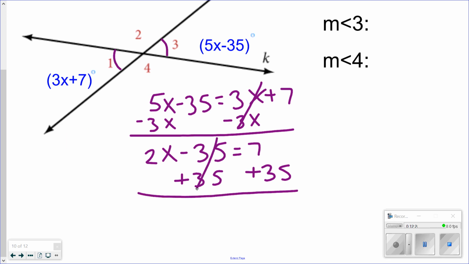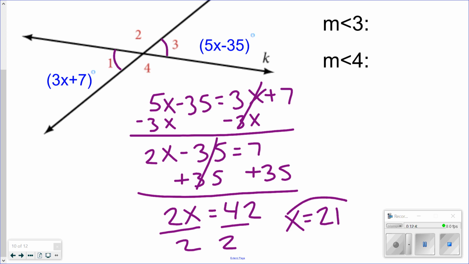Those cancel, and I'm left with 2x is equal to 42. Divide by 2, divide by 2. So x is equal to 21. But remember, I'm not finished because I need to figure out what the angle measures are.